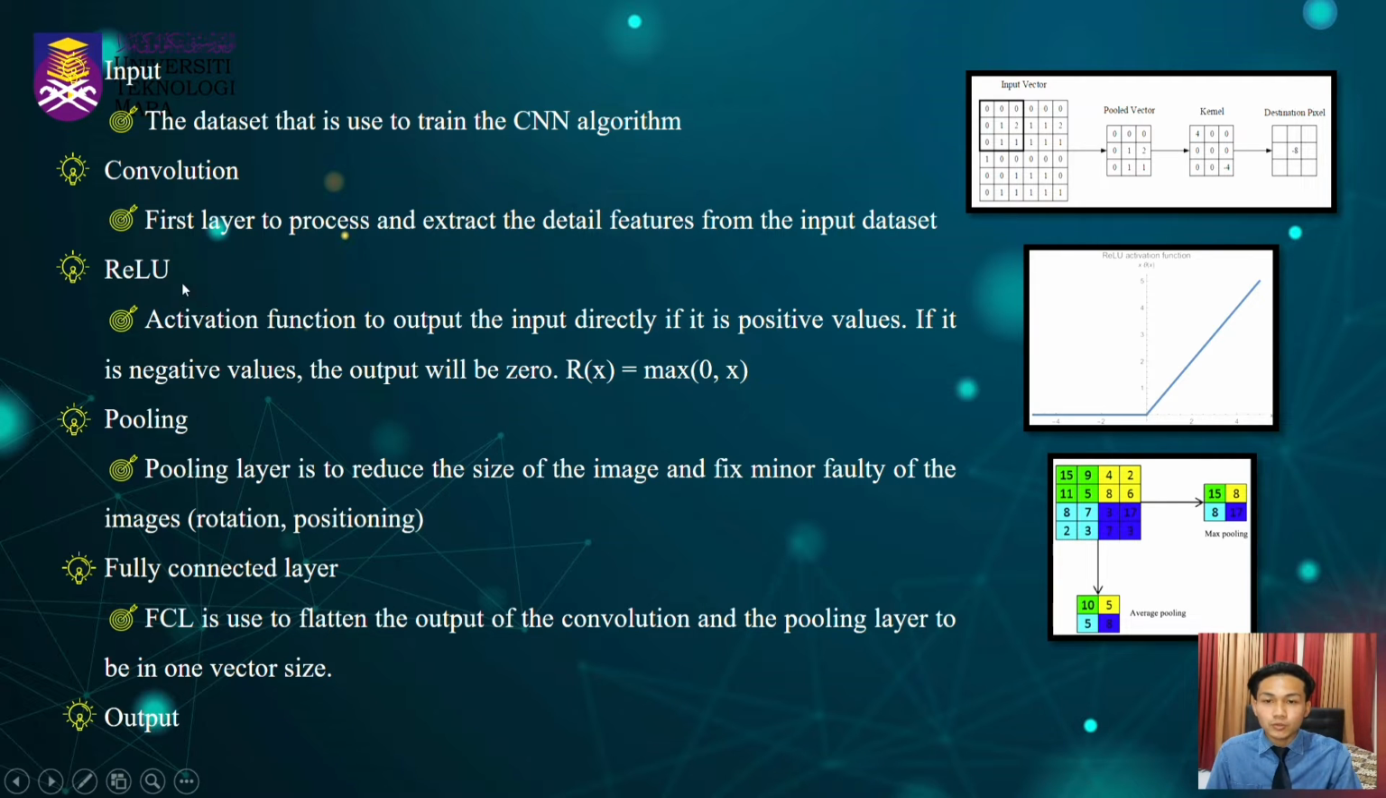Next is ReLU. ReLU is also known as rectified linear unit. The aim of ReLU is to introduce non-linearity to the CNN. Next one is pooling. So the purpose of pooling is to reduce the size of image and is useful to extract the dominant features of an image such as rotation and positioning. Then fully connected layer. Fully connected layer is used to flatten the output of the convolution and the pooling layer to be in one vector size. So after all the steps have been done, the output can be decided.